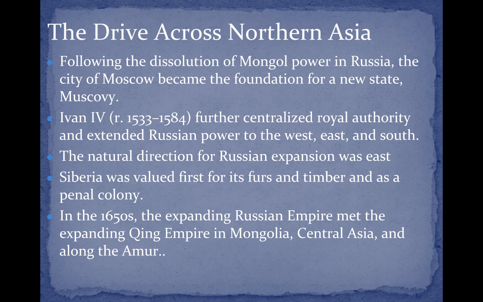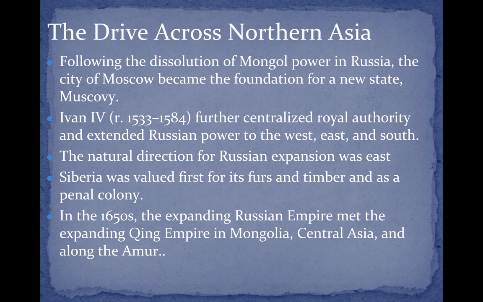The natural direction for Russian expansion was east. Expansion in Siberia was led by armed adventurers who defeated the only political power in the region, the Khanate of Sibir. And they took the land from small hunting and fishing groups of native people. Siberia was valued first for its furs and timber, and then as a penal colony for prisoners, which will actually happen again and again. Stalin will set up the gulags in Siberia. And partly it's because of the temperature and other conditions that rulers view this as a great location for prisons.